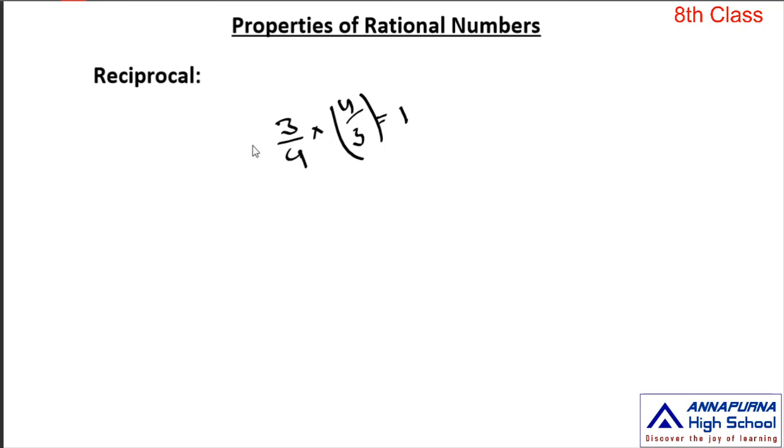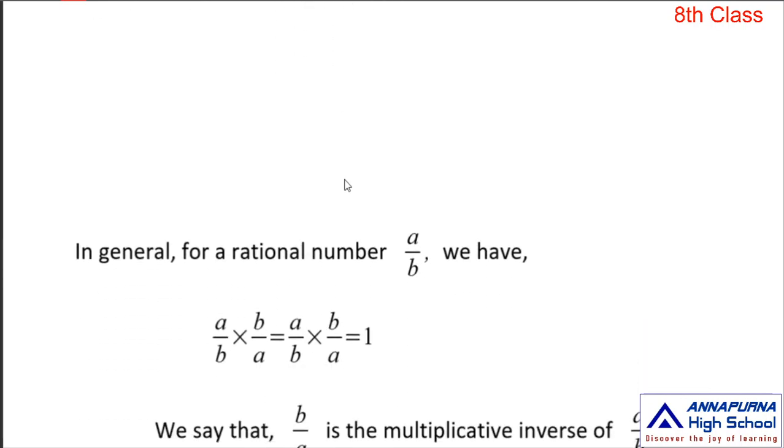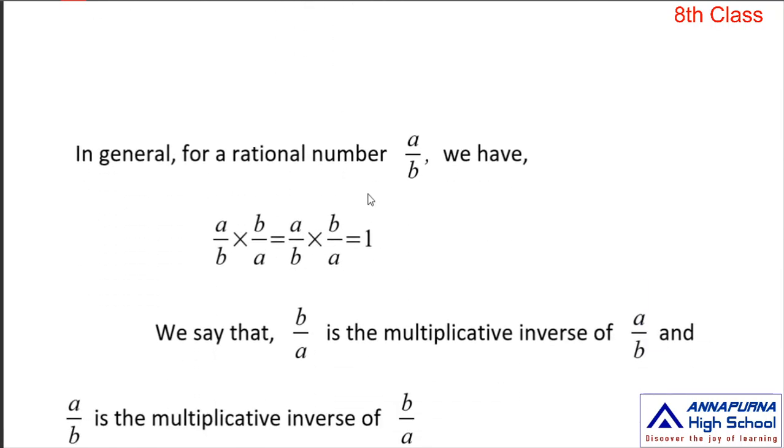So reciprocal means when you multiply two numbers, if the product is 1, then the second number is called the reciprocal of the first one, or the first number is the reciprocal of the second one. So in this case, we are taking the reciprocal of a number as the multiplicative inverse. In general, for a rational number a by b, we have a by b into b by a is equal to 1.